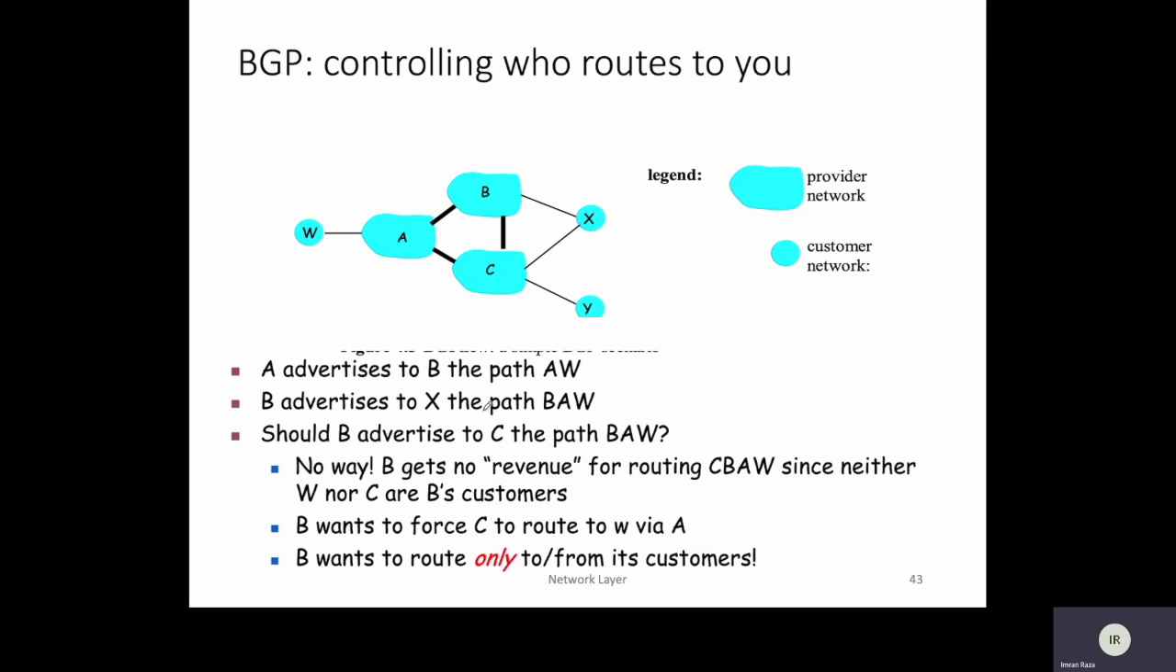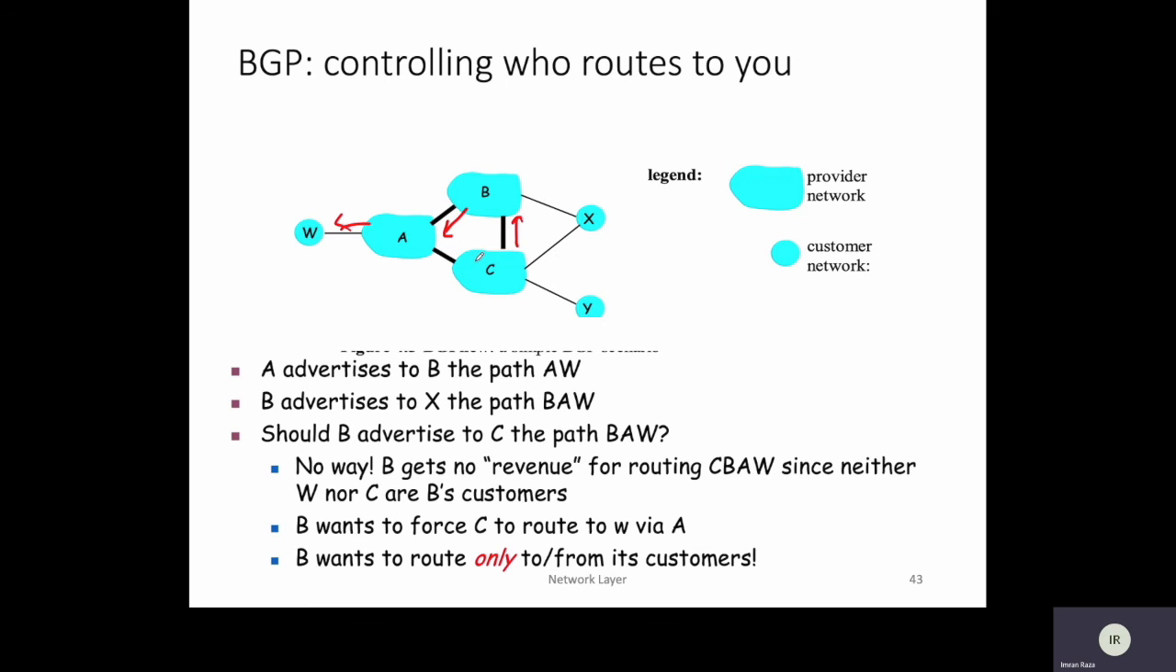No. Why? Because B gets no revenue for routing. CBAW means that C will first send to B, and then from B to A, and from A to W, right? Since neither W nor C are B's customer, it's just a collaborating ISP, and W is also not the customer. So B has no benefit of sharing this path with C, right?